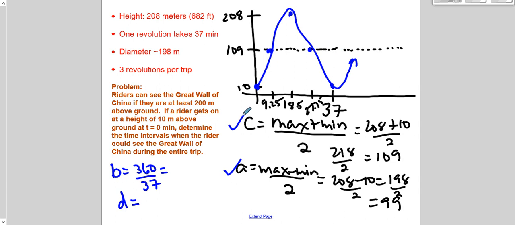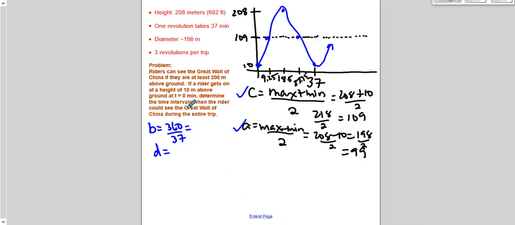Since it starts low, goes high, and low, this looks like a reversed cosine. Cosine starts high, goes low, goes high. But this starts at the negative. So I'm going to do a negative cosine graph. And if I do, then I don't have a phase shift, which is lovely. So my height, h of t, is equal to negative, amplitude is 99, cos, I'm doing a cos here.